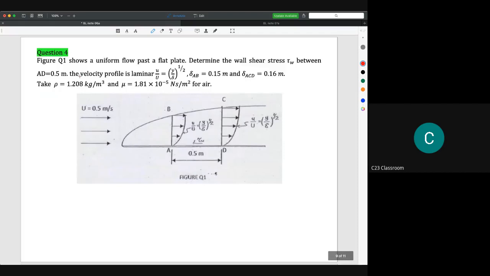Okay, so we go for question number 4 here. Figure Q1 shows a uniform flow over a flat plate. Determine the wall shear stress between A and D, meaning between this point and this point only. So the distance is 0.5 meters. The velocity profile is laminar, and it is assumed equal to y over delta to the power of 1/2. Given in this question, the delta at AB is 0.5 meter, and delta for CD is 0.16 meter, and take the density of air as this one, and the dynamic viscosity is this one.